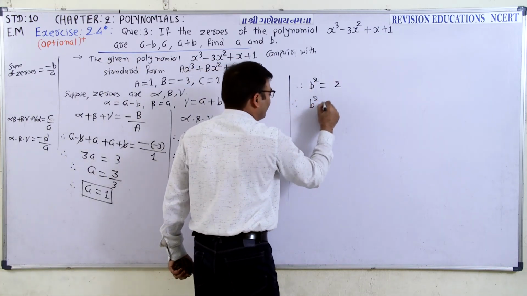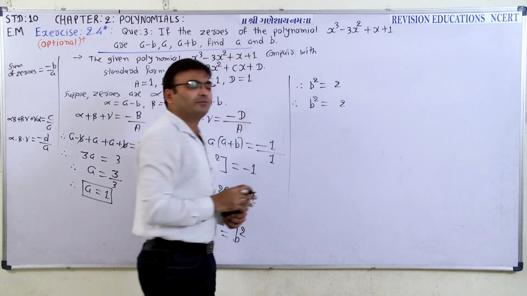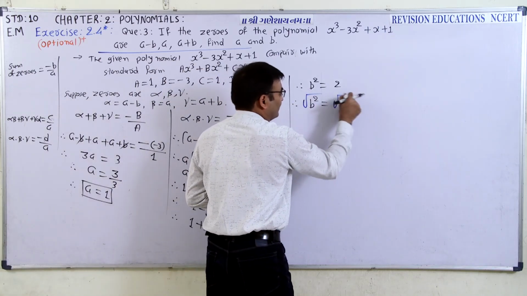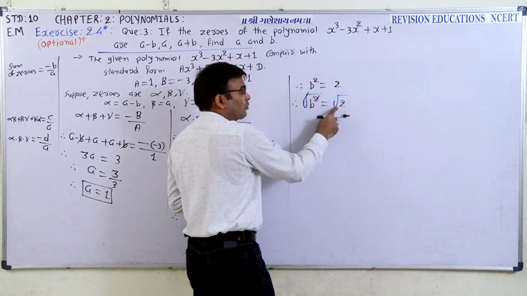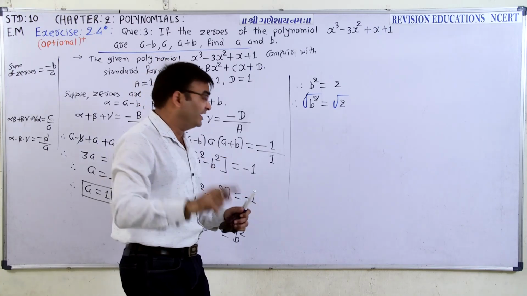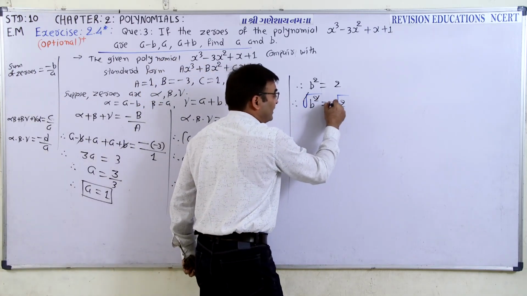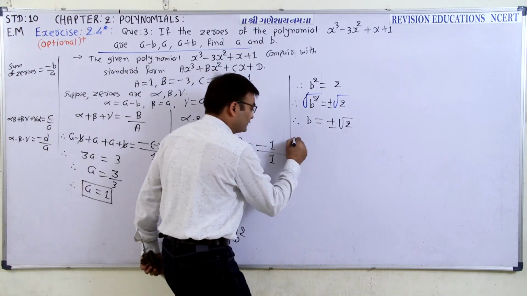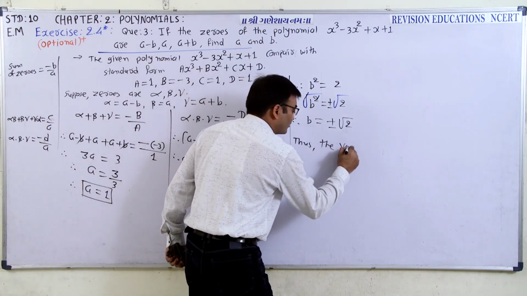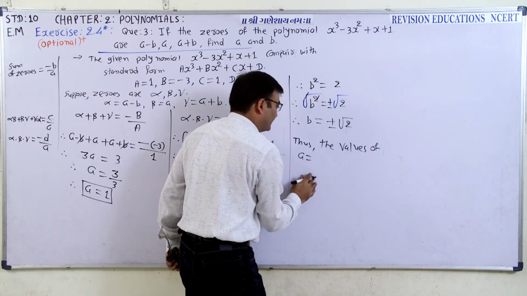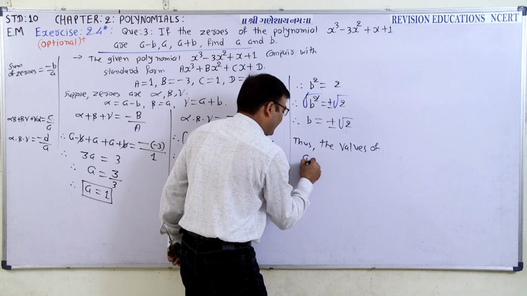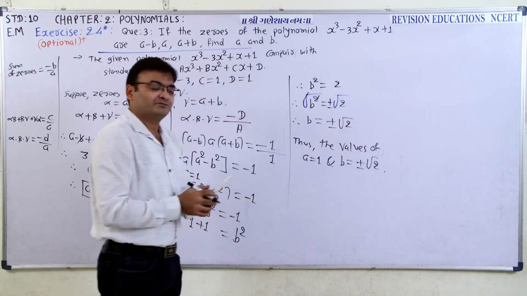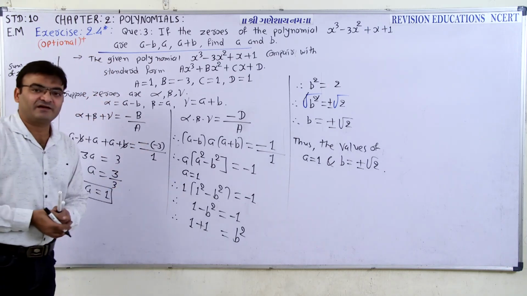Now I write once again: b square is equal to 2. 2 is not a perfect square, so its square root cannot be taken exactly, so we take the square root on both sides, but here we have to write plus and minus. So the value of b is plus or minus root 2. Hence the value of a is equal to 1 and b is equal to plus or minus root 2. So we have to solve it like this, friends. It is very easy and very simple sum. Thank you very much.